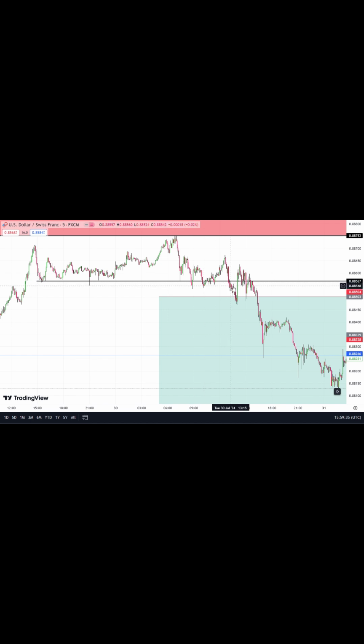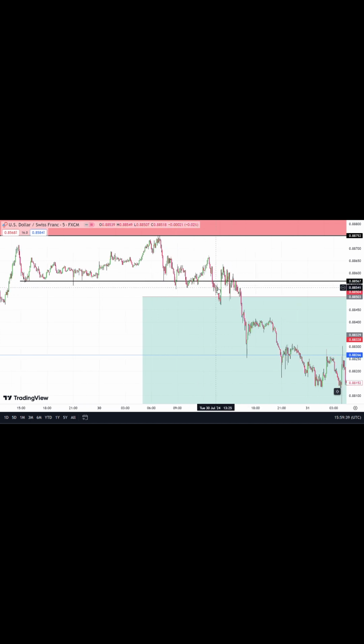All right, so this was it. As you can see, this is the one I look out for. This is the most valid one, breaking below this zone here. All right, so I waited for price to come back to retest it.